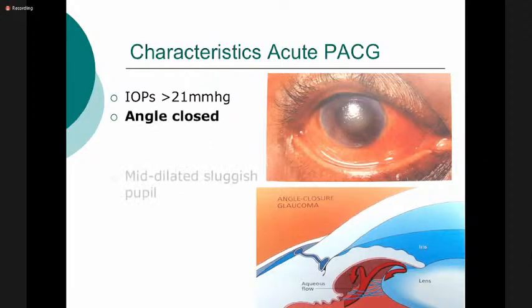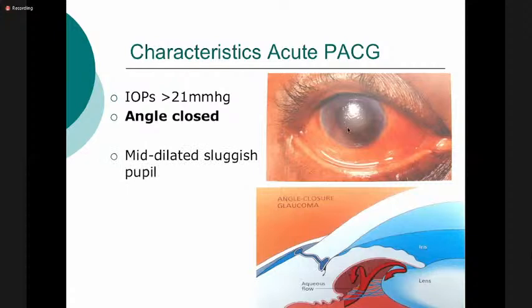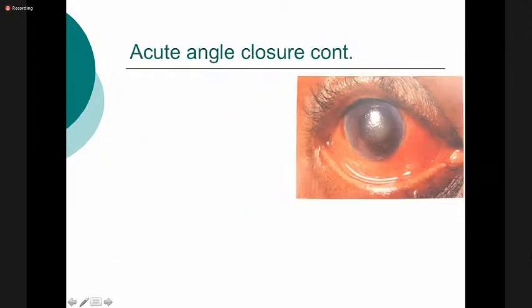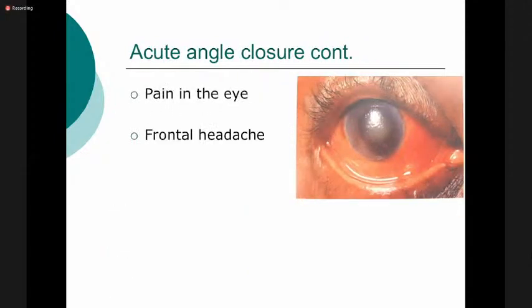The angle is closed. The pupil is mid-dilated. In these patients, their pupils cannot react to light. The corneas are very, very hazy because of the pressures being very high. The conjunctiva is quite injected. The eye is very red, and the patient is usually in a lot of pain. And they have a headache and the vision is lost, and they might also complain of nausea and vomiting.